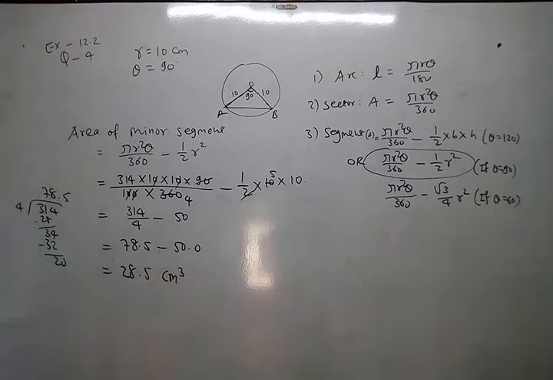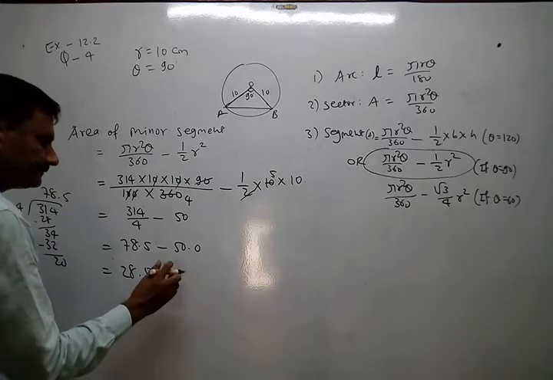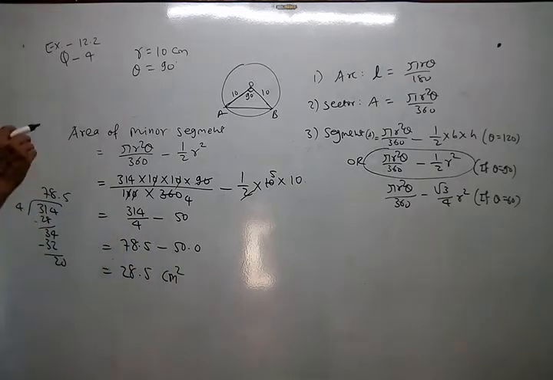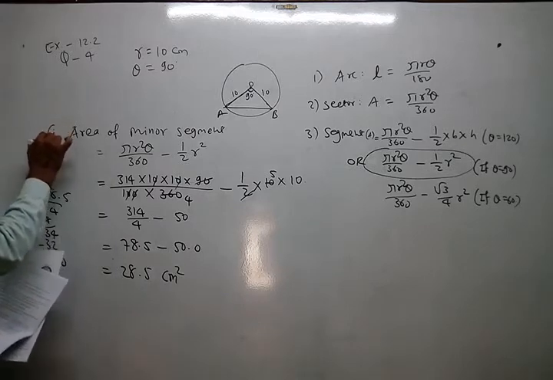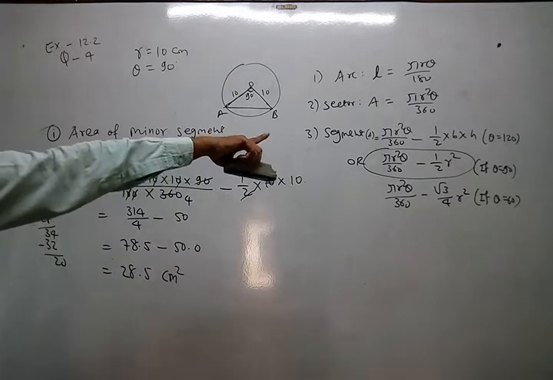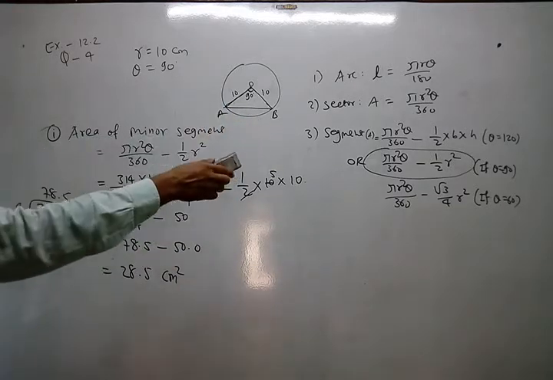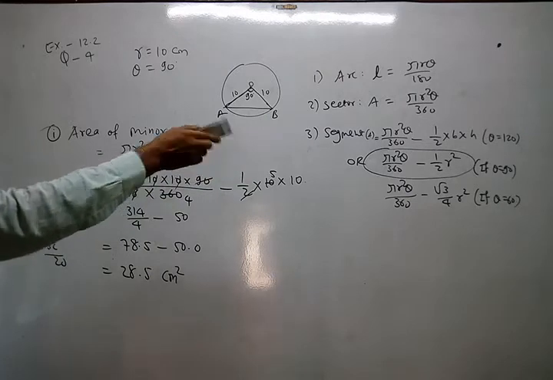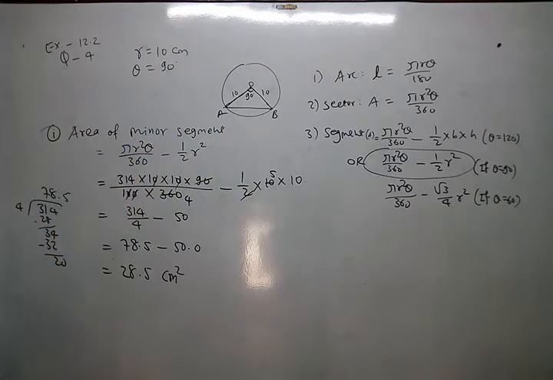Okay, so centimeters square. You understand? So this is the area of the minor segment. Only the first one we found. Just try to understand. Now I am going to remove all this formula. If you want, you can write it down, because they are very useful.